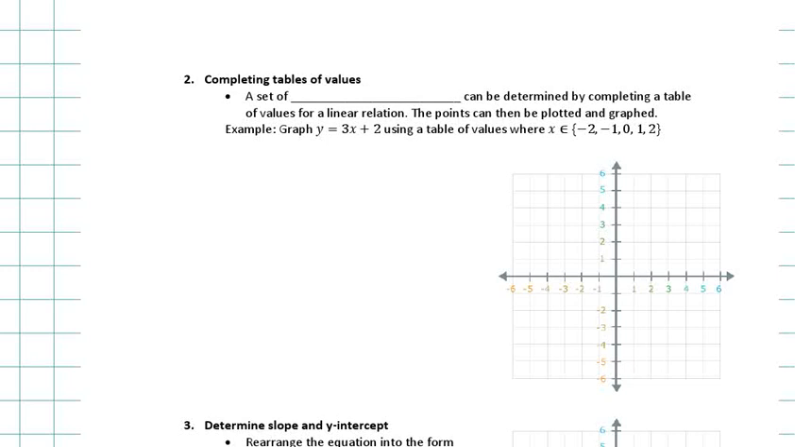So another way to graph a line is to do a table of values. Do you guys know what a table of values is? A table of values is when you make a table, literally, with x on one side. Which one is the dependent and which one is the independent? Do you guys remember that?